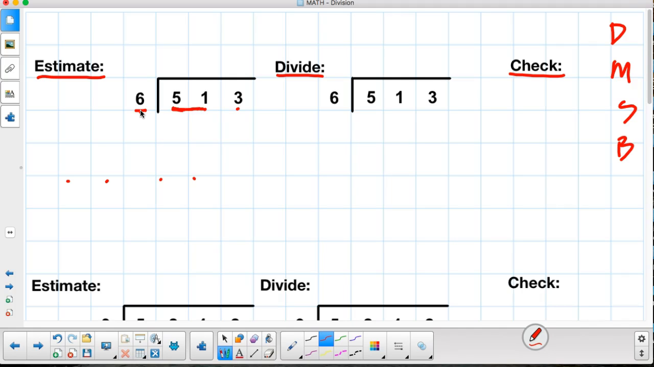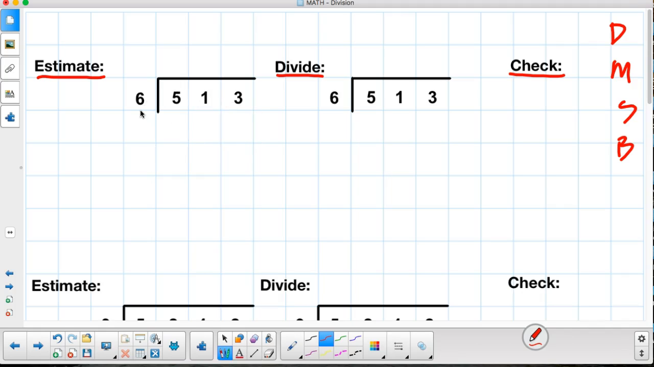Well, we know it goes into 51 because it's bigger. Now let's use our times tables. 6 goes into what number that is not higher than 51? You start with 6 times 3, 6 times 5, 6 times 6, and you keep going, and you keep going. The highest number it could get to would be 48, so 6 times 8.